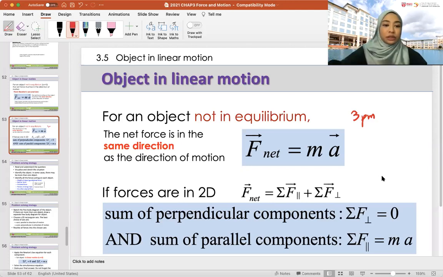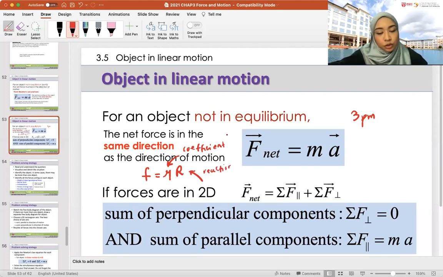So mu is the coefficient of friction. When we talk about friction, F equals mu R. This is your coefficient of friction. R is your reaction force. Coefficient of friction has no units. Therefore, if your reaction is in Newton, your friction is also in Newton. If the reaction is in other units apart from Newton, it means it's wrong. It has to be in Newton. This one is in Newton, this one is in Newton, this one has no unit. That's why it's the coefficient. A coefficient always has no unit.